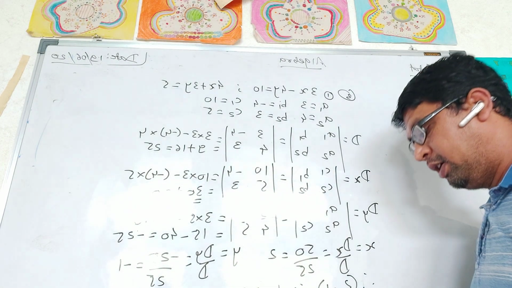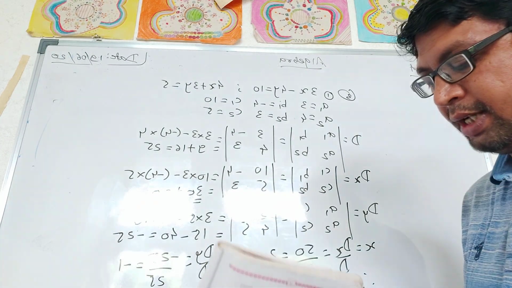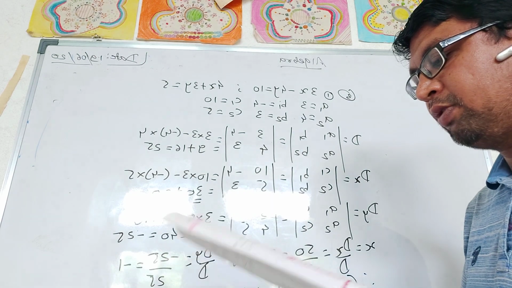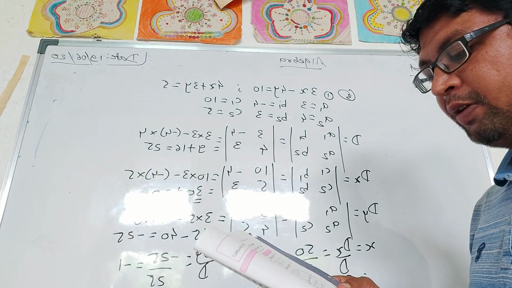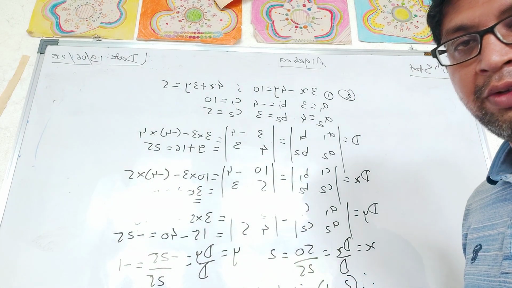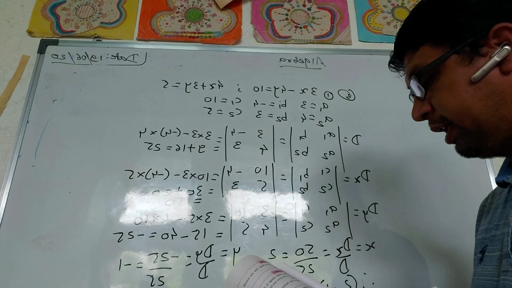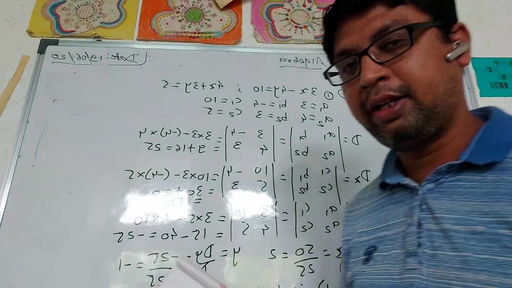In this way, 6 questions are there. The remaining 5 questions are homework for you. You have to show me tomorrow, and then one question, that is question number 6, I will show you tomorrow, and then we will take the next exercise. Okay. Thank you very much.